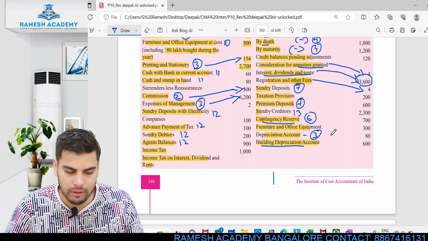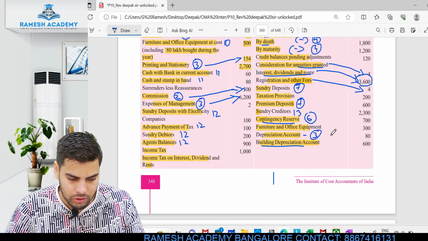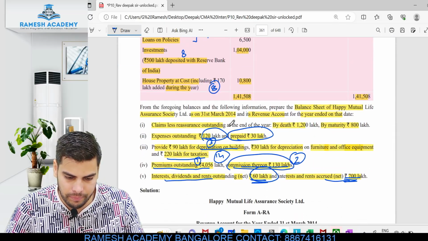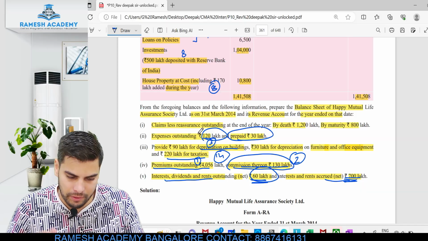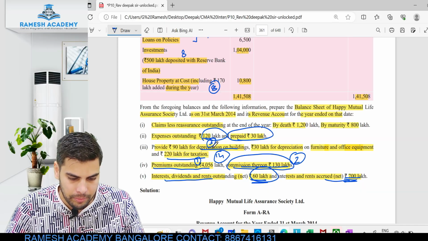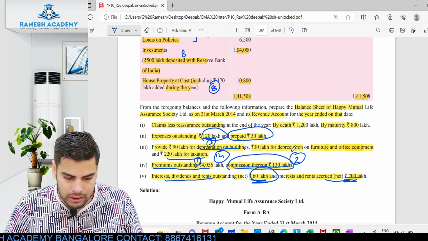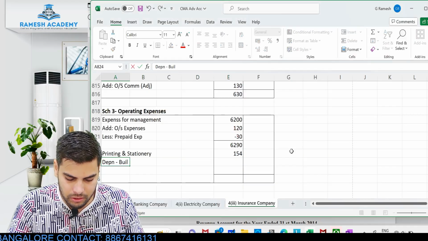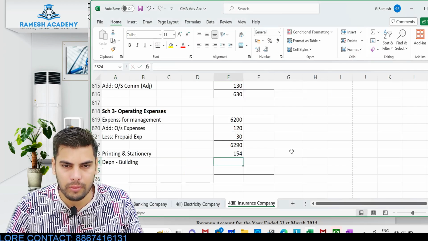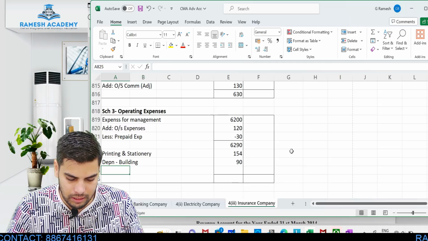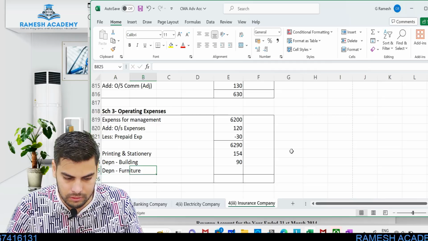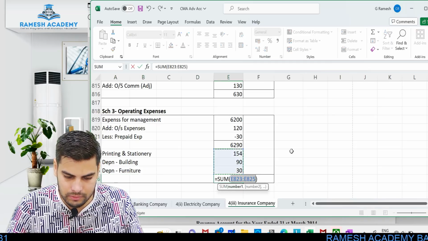Depreciation here we have written. Okay, so how much is the depreciation? So depreciation we'll have to calculate it. Okay, so they have already given you the depreciation in the adjustment. So that is the balance in the provision which they have given. It is showing credit balance. Look at this. Depreciation on building, it is 90, and depreciation on furniture, it is 30. Okay, so I'll just write this. Depreciation on building, how much? 90, and then depreciation on furniture, it is 30. That's all right.